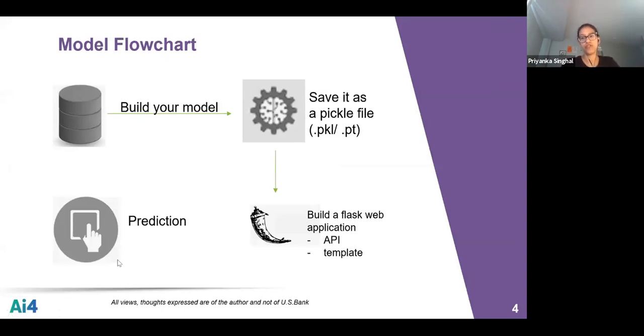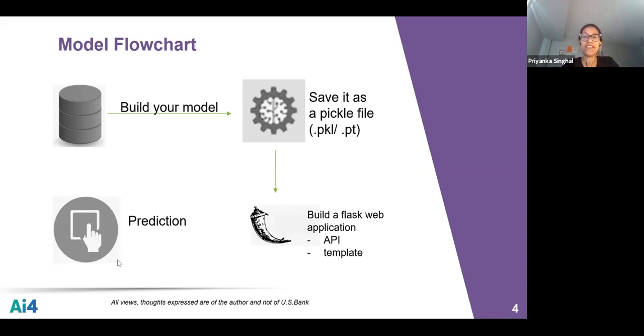So the first thing is, of course, you get your data, you build your model, whether it's a simple linear model, an object detection model, or an NLP model, whatever model you build, depending on the data you have, and then you save it as a pickle file. It could be a .pkl file, a .pt file, or a .pth file, though I would recommend that you preferably save it as a .pt file, because .pth kind of confuses with the path. So it's better to use .pkl or .pt.